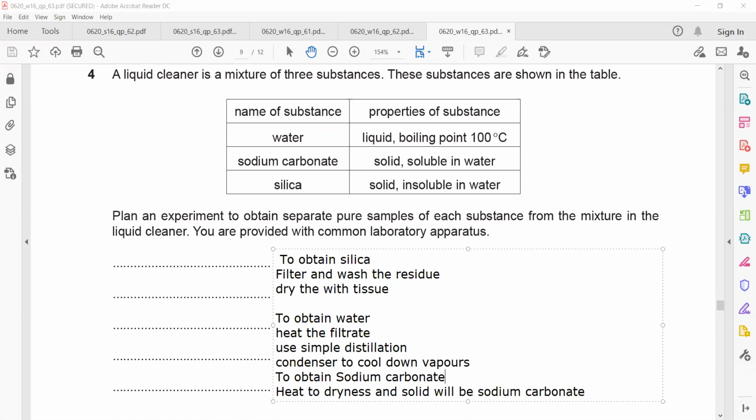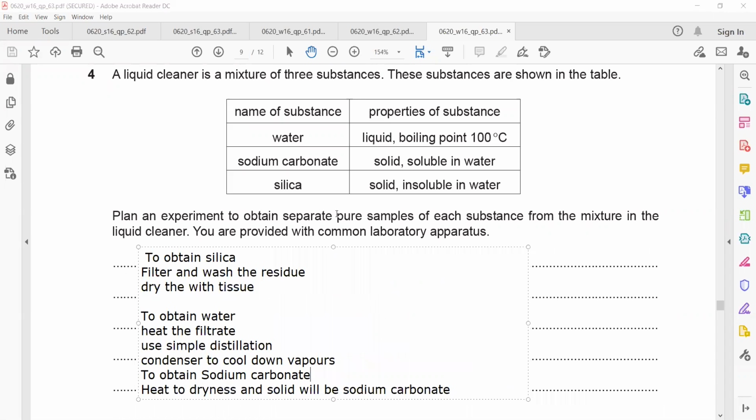So these are the steps to obtain silica. Sorry, not silica gel here, silica only. Silica gel is also used as a drying agent, but here we are using silica, or silicon(IV) oxide, or sand, separated from water and sodium carbonate. Is it clear, this question?